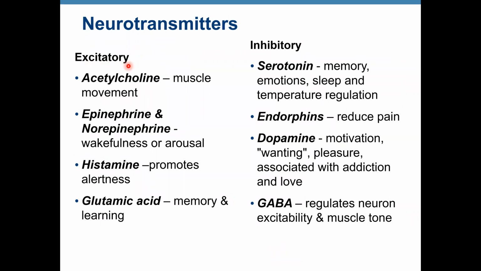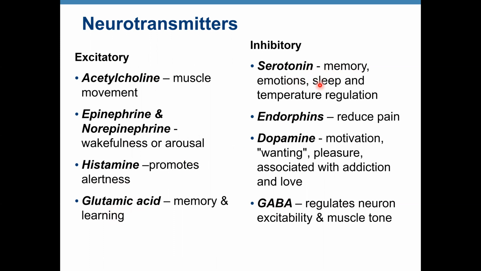Neurotransmitters can be excitatory or inhibitory. Acetylcholine, epinephrine, norepinephrine, histamine, glutamic acid, those are mostly excitatory neurotransmitters. Inhibitory will be serotonin, endorphins, dopamine, GABA, right? Acetylcholine is for muscle movement, epinephrine and norepinephrine for wakefulness and arousal. Histamine promotes alertness.